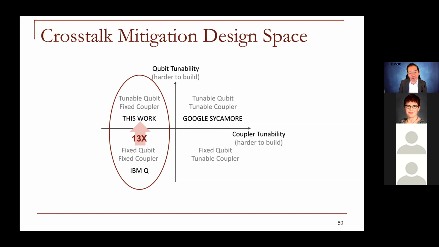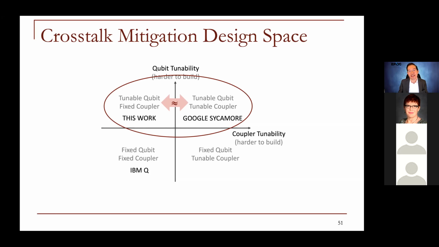Because it has tunable qubits and the IBM machine does not. But we also find that our software techniques, coupled with this machine model on the top left, can perform about equivalently well to a machine like Google's Sycamore machine with both tunable qubits and tunable couplers. And that machine is arguably harder to build than one with fixed couplers, right? So essentially we're arguing that if you compile in an application-aware, crosstalk-aware way, you may not need tunable couplers.